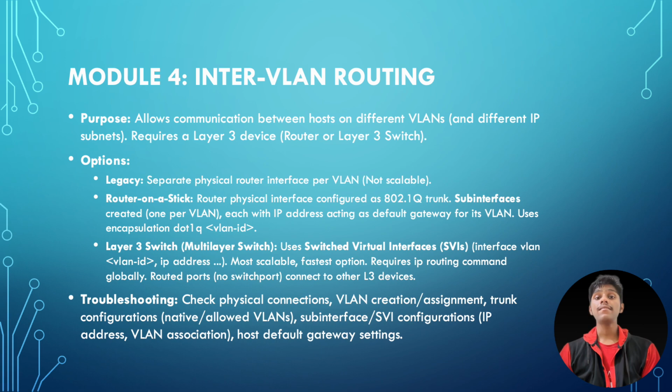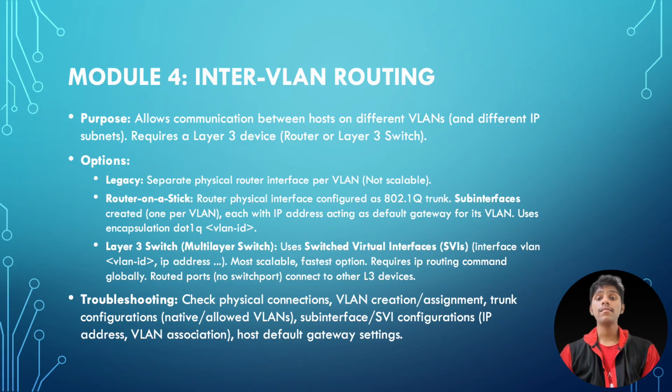So if VLANs separate networks, how do devices in different VLANs talk to each other? That's inter-VLAN routing, covered in module 4. Since VLANs are separate broadcast domains and subnets, you need a layer 3 device, either a router or a multilayer switch, to forward the traffic between them. This module looks at three ways to do this.